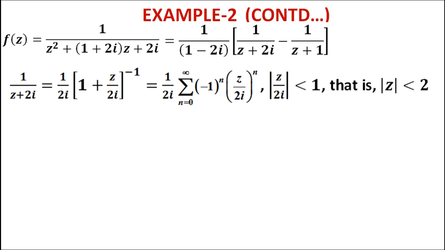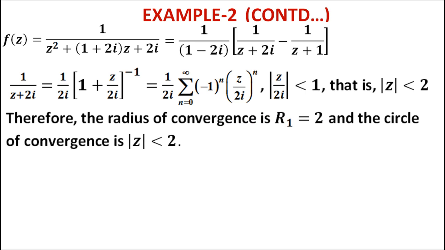How are you getting that mod z is less than 2? Mod of 2i is always 2, so mod z is less than 2. Therefore, the radius of convergence of the above expansion is R1 is equal to 2 and the circle of convergence is mod z is less than 2.